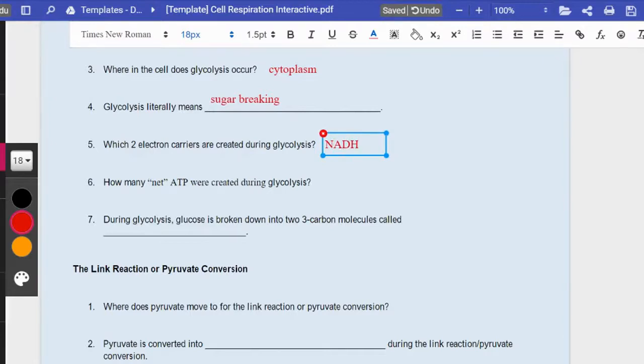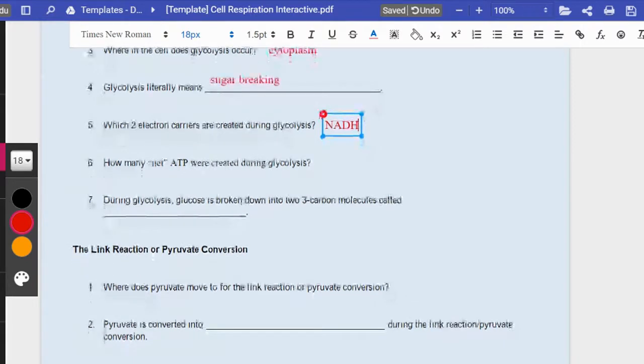Now, when they don't have electrons, they're just NAD. And once they pick up electrons and a hydrogen, then they become NADH. And remember, if it's 4 or 5 letters, it does not form a word, it's an electron carrier. Same thing when we get FADH2.